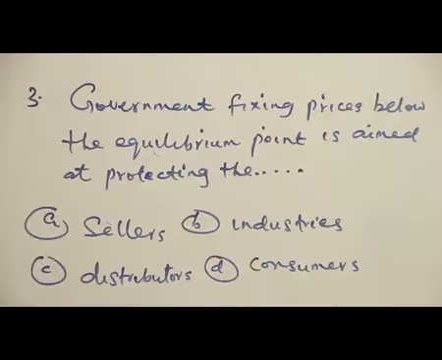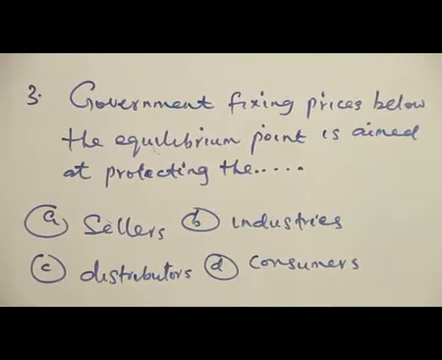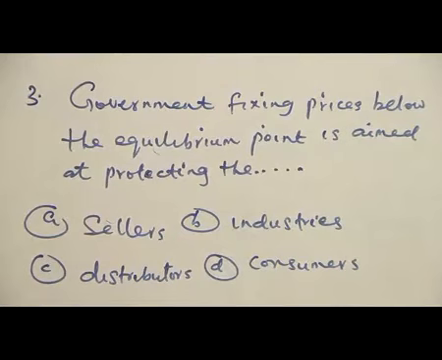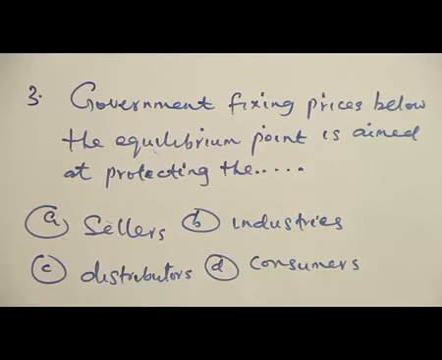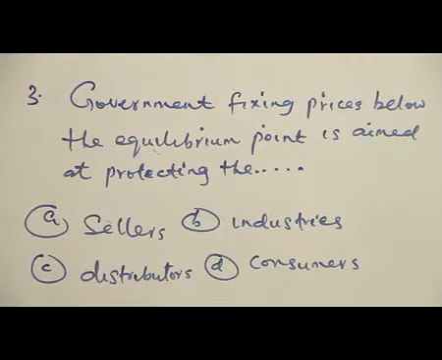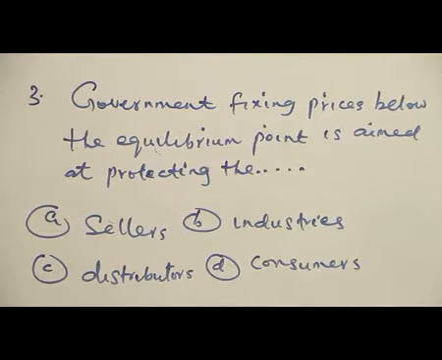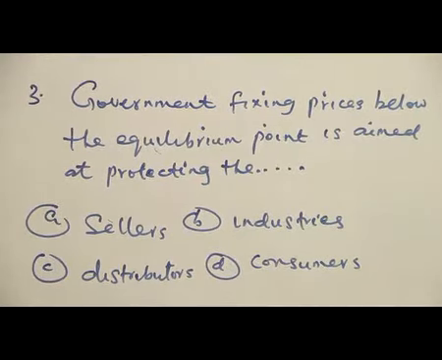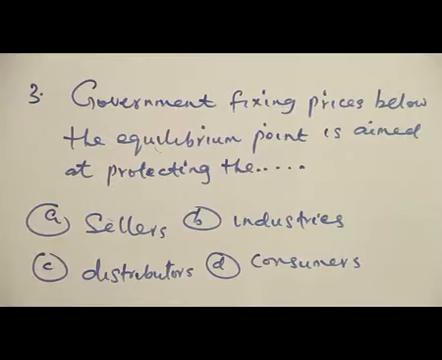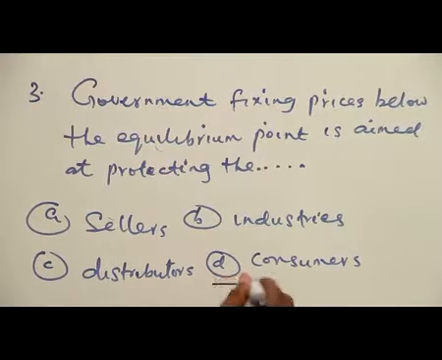Question 3. Government fixing prices below the equilibrium point is aimed at protecting the A, sellers, B, industries, C, distributors, D, consumers. The right answer is D.